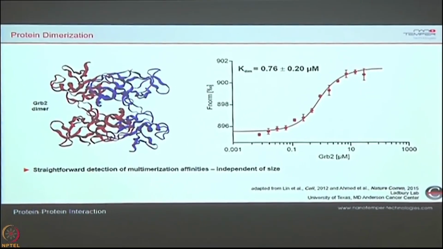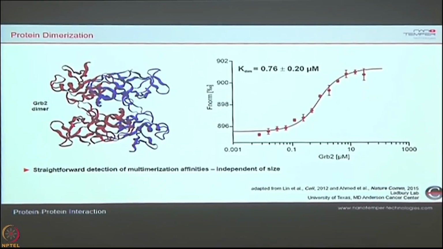So now I'll just take you through some examples of how this application has been used in a variety of interactions. One is dimerization. When you are talking about protein-protein interaction, the same protein, when it interacts, becomes a dimer. So it's extremely difficult in other techniques like SPR or ITC, where the same protein you are immobilizing and the same protein you are running through, you get a lot of artifacts.